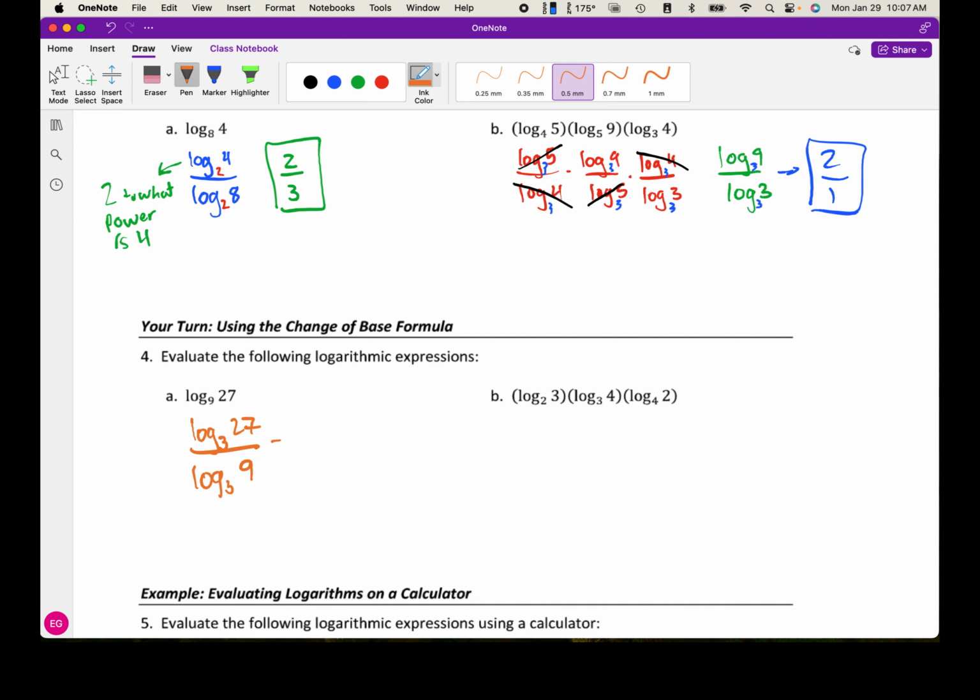And now I can just evaluate this kind of top and bottom. So log 3 of 27, that's saying 3 to what power is 27? And 3 to the third power is 27. And the bottom one is saying 3 to what power is 9? And we know that 3 to the second power is 9. And so we get that log 9 of 27 will equal 3 over 2.